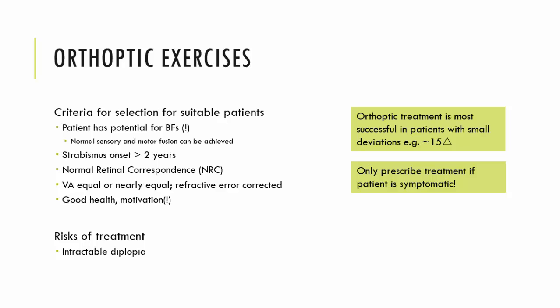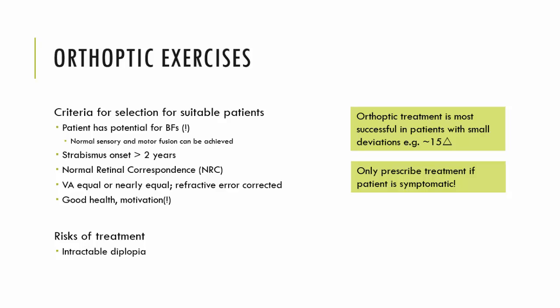So which patients are suitable to have orthoptic exercise prescribed to? Well, firstly, you can only prescribe orthoptic exercises to a patient who has binocular functions or the potential for binocular functions. The patient must have the capacity for normal sensory and motor fusion. If they do not have this, you cannot proceed to orthoptic exercises. It is not an option for your patient. So generally, if this patient is going to have binocular functions or the potential for binocular functions, then that strabismus will have developed later on in life, generally above the age of 2. Children who have developed a strabismus under the age of 2 have usually lost that potential for binocular functions.